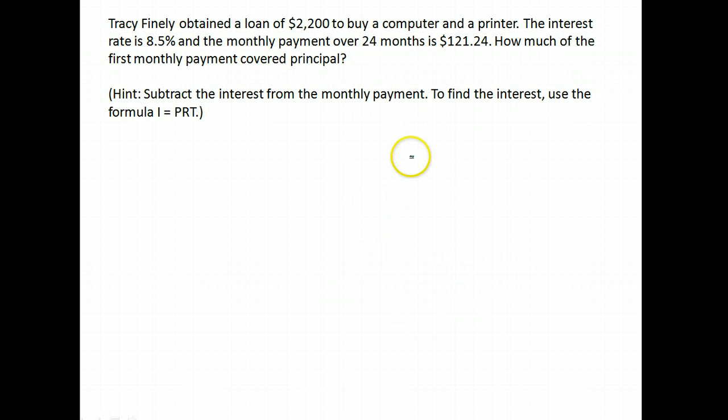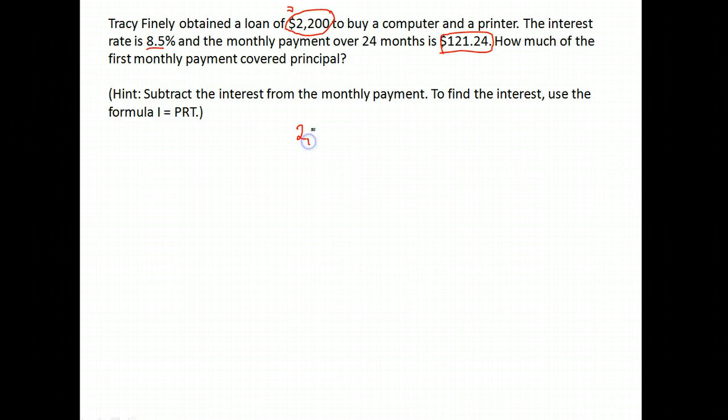Hey, Tracy Finley obtained a loan for $2,200 to buy a computer and a printer. The interest rate was 8.5%, and the monthly payment over 24 months is $121.24. How much of the first monthly payment covered the principal? So here again we have, she starts out owing $2,200. This is her very first payment, so right now her balance on the loan is $2,200.